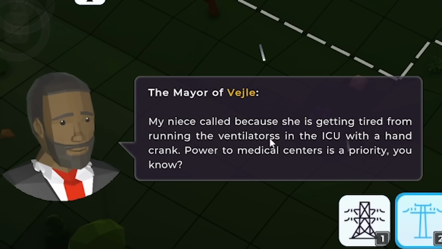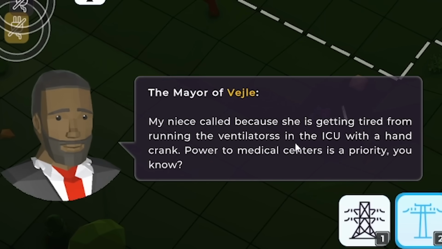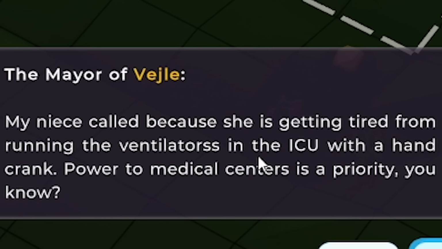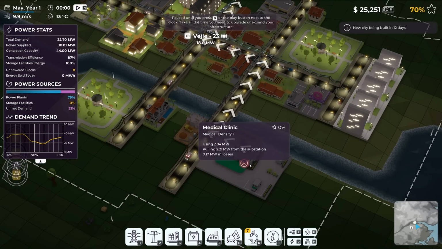Oh, God. My niece called because she's getting tired of running the ventilators in the ICU with a hand crank. Yep, my bad. I missed that. I was too focused on making money.